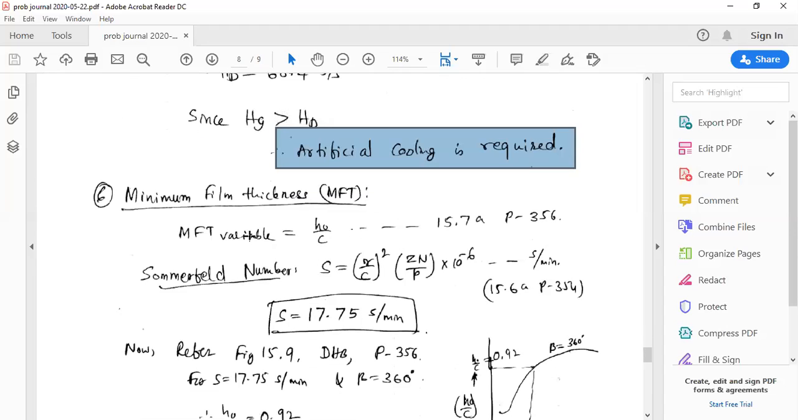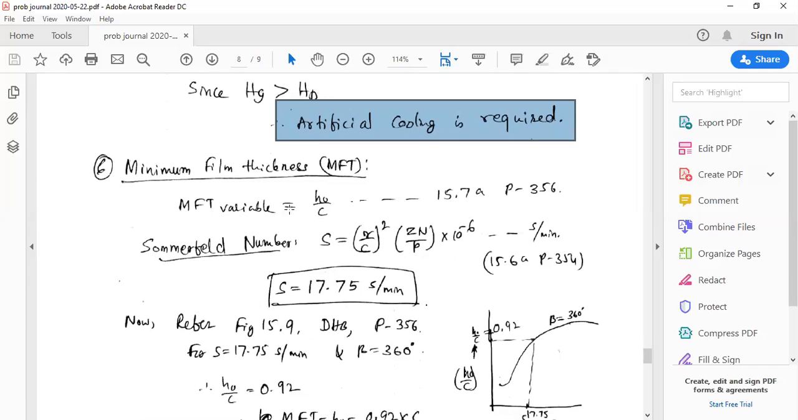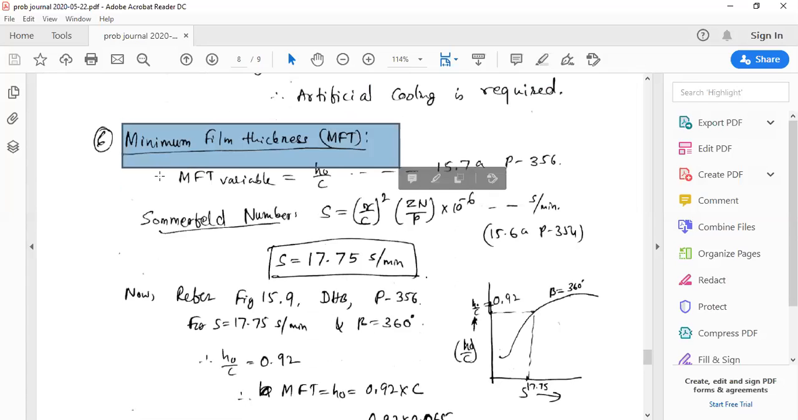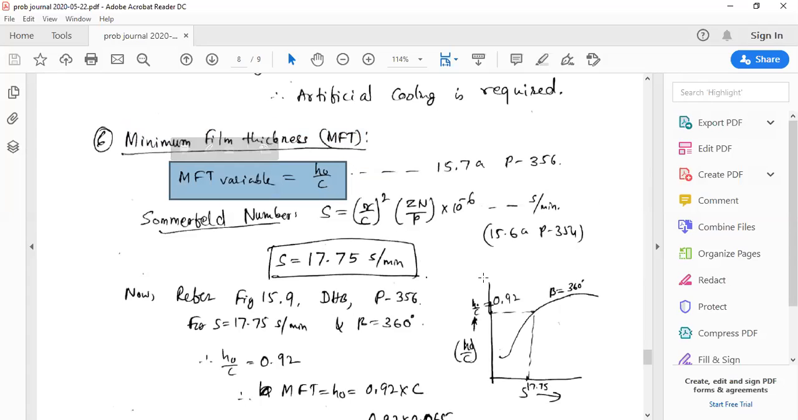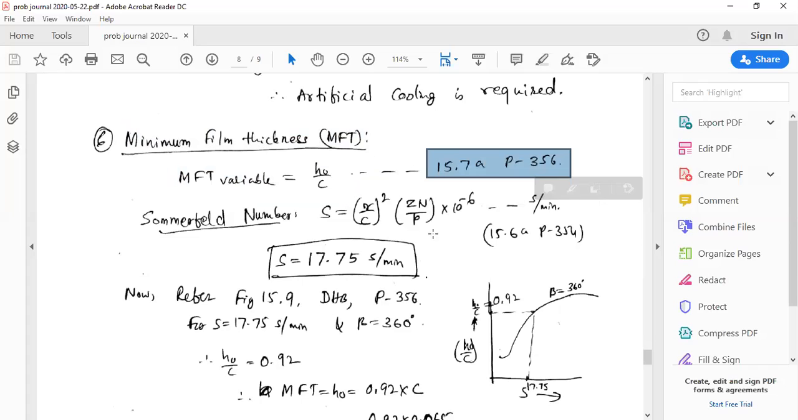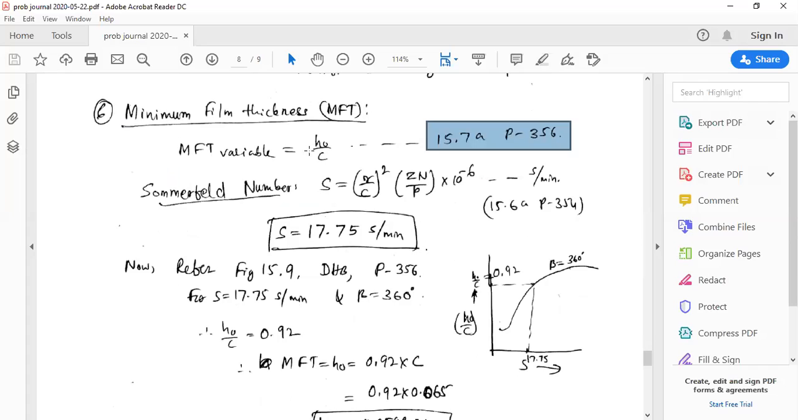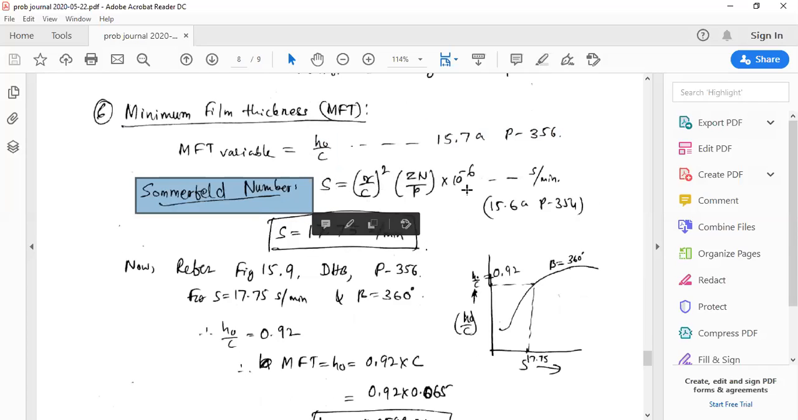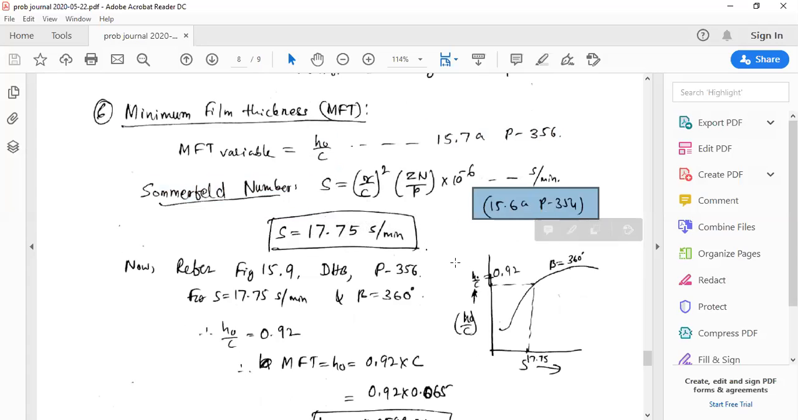Next, the parameter that we have to calculate here is minimum film thickness, MFT. So before proceeding with the minimum film thickness, we have to note down the minimum film thickness variable, which is H naught by C. This is given in equation number 15.7a, page number 356. To get this value, we have to calculate the Sommerfeld number first. So Sommerfeld number without side leakage is given in equation number 15.6a, page number 354.